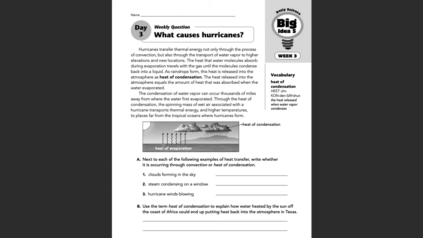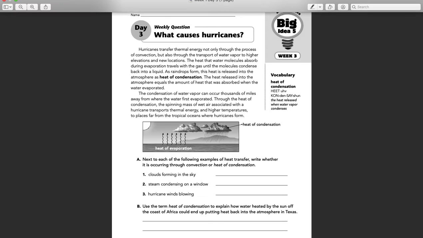So we have this diagram right here where it shows the heat of evaporation, the water evaporating, turning into a gas, going into the air, and then we have the heat of condensation forming the clouds, creates that precipitation right there. So next to each of the following examples of heat transfer, write whether it is occurring through convection or heat of condensation. Clouds forming in the sky, well, you see the clouds right here in the diagram, line pointing to it kind of gives it away. That would be heat of condensation.